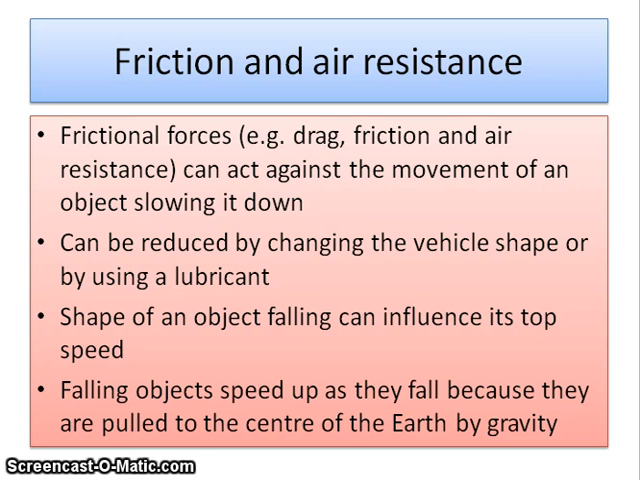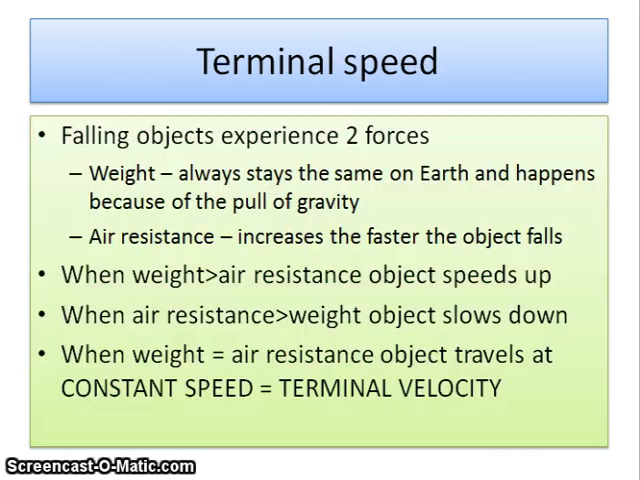Now if we look at that in terms of friction and air resistance, frictional forces can act against the movement of an object, slowing it down, and this can be reduced by changing the shape or by using a lubricant. And we've talked about if you had a streamlined car, that would reduce friction. If you had something on the road like oil, that would be classed as a lubricant, and again that would reduce friction. So just remember some of those key terms.